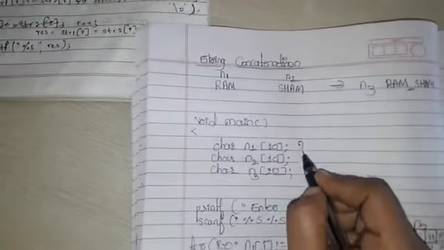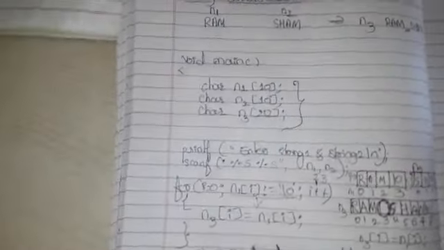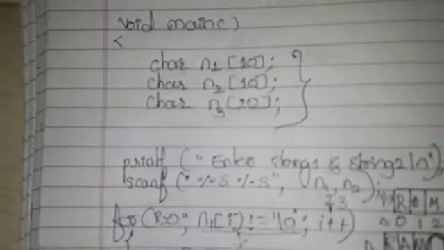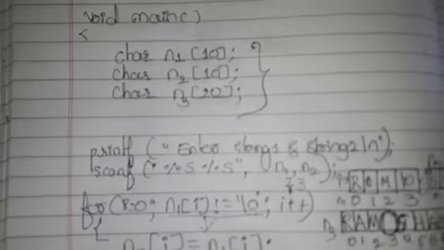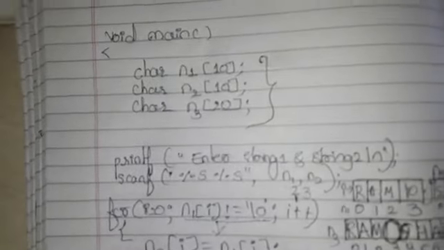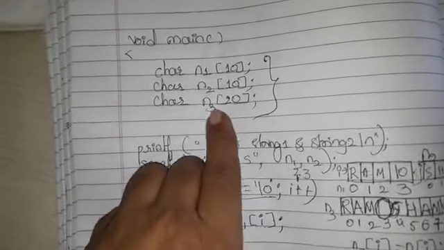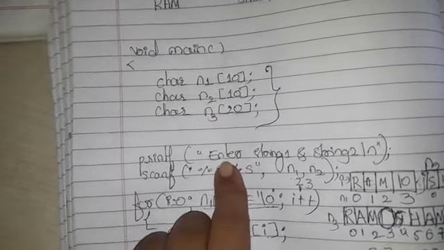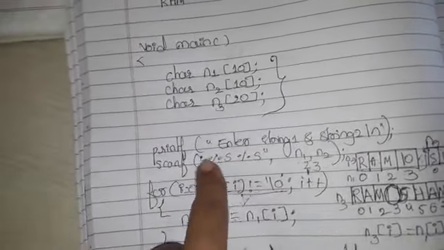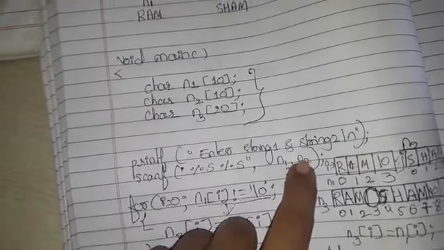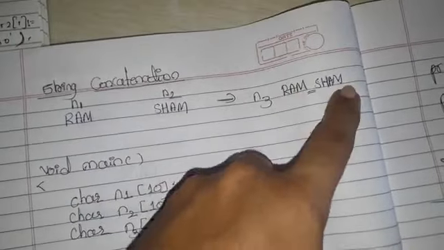Please try to understand. Initially I have declared 3 string variables, N1, N2, N3. In this particular program, I am assuming that N1 and N2 are the input variables and N3 is the output variable. I am asking the user to enter string 1 and string 2. By using scanf, I am reading N1 and N2. Assume that the user enters Ram and Sham.